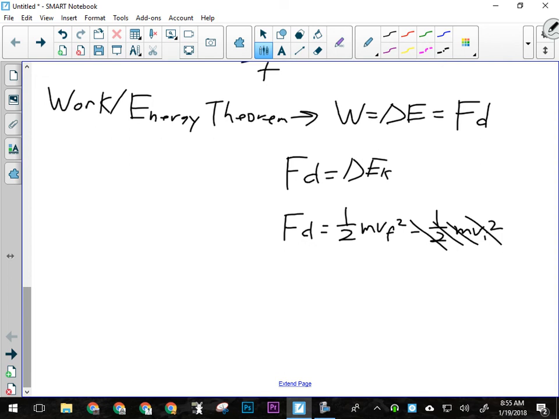Oh, EP would be m times g times h, right? Yep. Well, the mgh final minus mgh initial isn't there. That's something you have to know, that delta means final minus initial. But mgh is on there. I showed you guys the data sheet you're getting, right? Yeah. Okay.